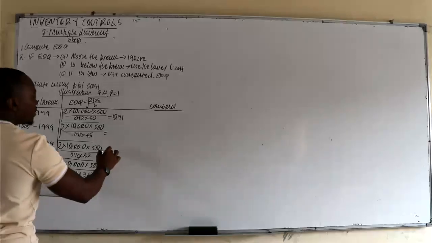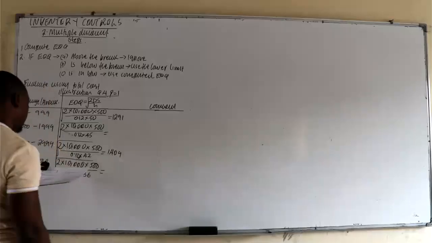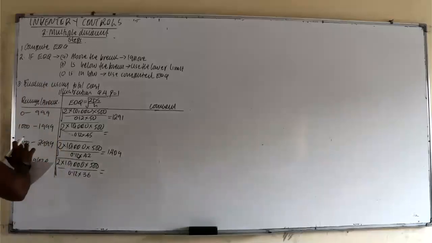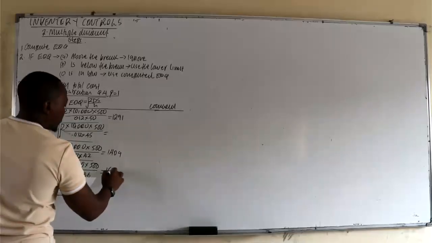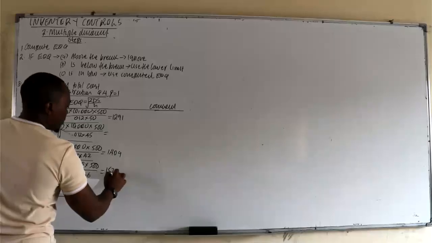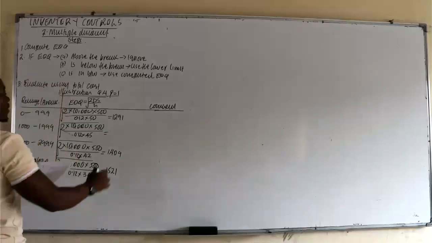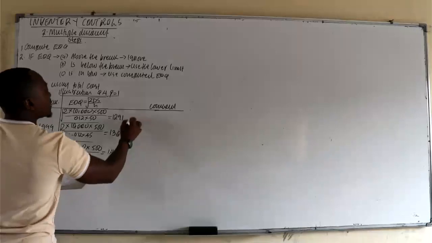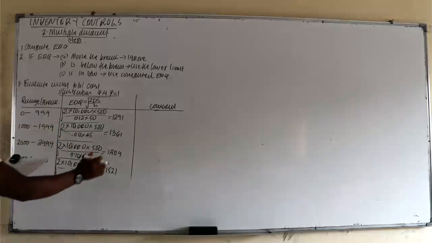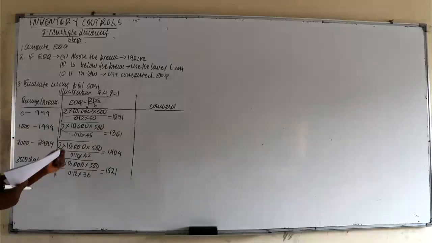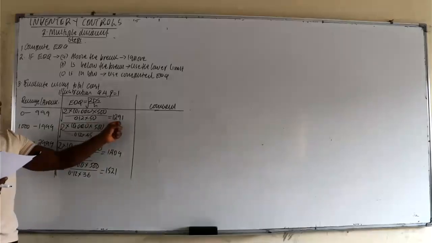1509. We already have the first one. 1551. 1361. Then we comment. Now, this is our EOQ, the first one, 1291.